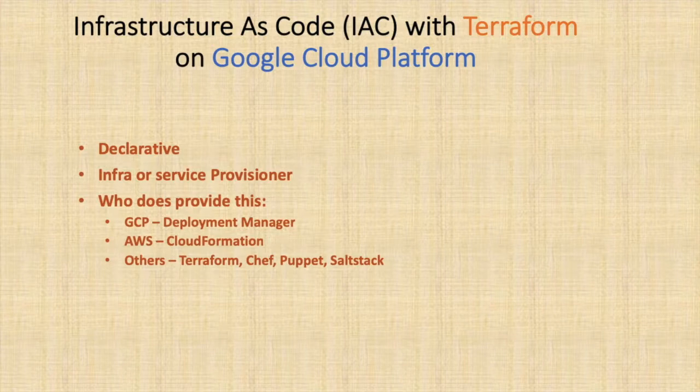Terraform is an infrastructure provisioner, and GCP has its own Deployment Manager, and AWS calls it CloudFormation, and other providers are Terraform, Chef, Puppet, and SaltStack.